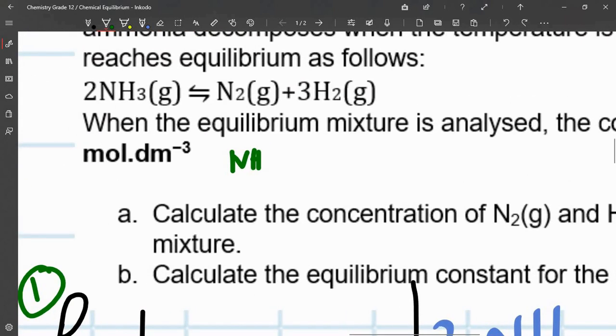So let's just look at the ratio here. Now we just look at the ratio NH3 to N2 to H2. The ratio is going to be 2:1:3. So what this means is that for every 2 moles of NH3 used, 1 mole of nitrogen is formed and 3 moles of H2 will be formed. So if the number of moles of NH3 decreases by 2x, then the number of moles of N2 will increase by x, and the number of moles of H2 will increase by 3x. So that's the ratio.